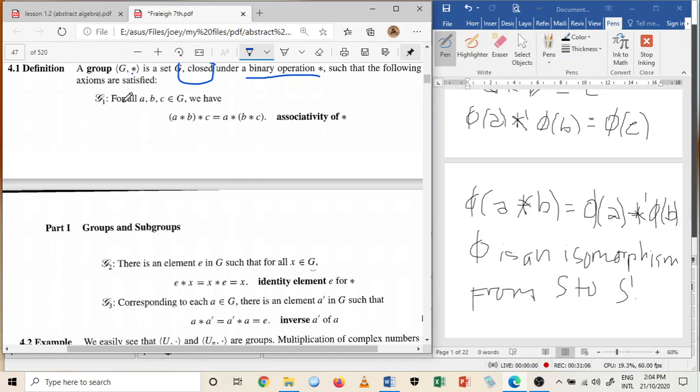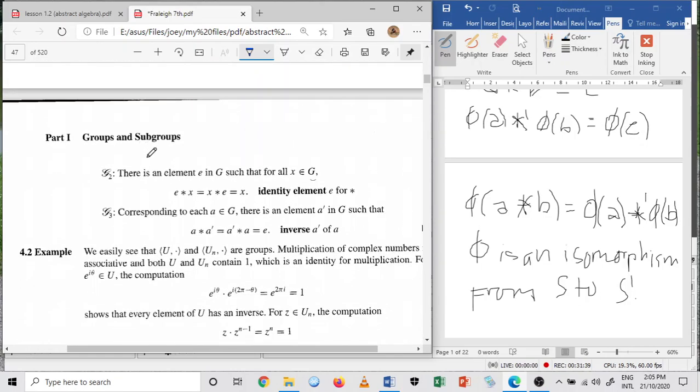G1: for all A, B, C in the set G, we have the quantity A operation B operated to C should be equal to A operated to the quantity B operation C. Quite familiar. That is just the associative property, meaning the operation is associative in the set G. That is the first condition.